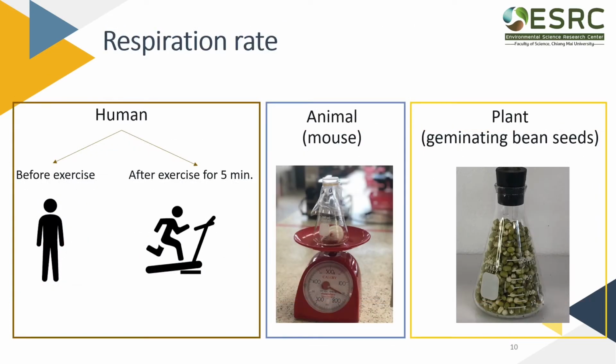We have already finished the fermentation process and now move to the next experiment, determination of the respiration rate. Human, mouse, and germinating bean seeds were used in this experiment. For humans, we divide into 2 conditions: before exercise and after exercise for 5 minutes.